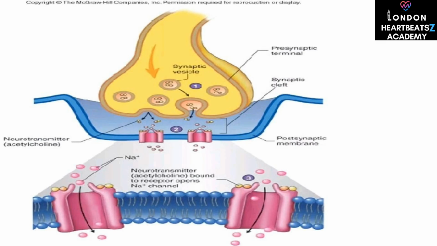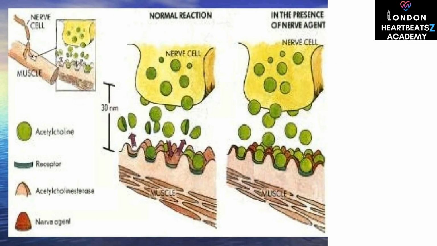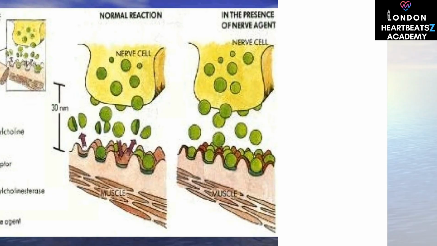Neurotransmitters are released from the presynaptic terminal into the synaptic cleft and bind to receptors on the postsynaptic membrane, opening ion channels, comparing a normal reaction at the neuromuscular junction to the effect of a nerve agent. The nerve agent prevents the breakdown of acetylcholine, leading to sustained stimulation of the muscle.